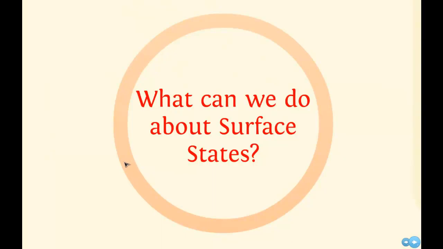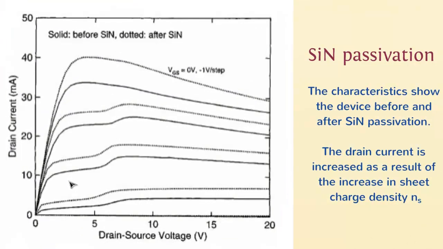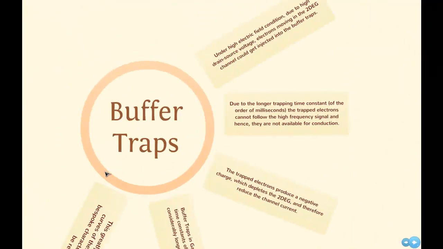So what can we do about surface states? Well, it was found that if you use silicon nitride passivation at the surface of the AlGaN layer, then you basically counteract the deleterious effect of surface states and of electrons being trapped within them. As you can see in this graph, which was not obtained by me, it comes from a research paper, the solid line represents the IV curve before passivation, and the dotted line represents the curve after silicon nitride passivation. And you can see how the current is considerably higher when you passivate the surface of the AlGaN with silicon nitride. So, surface states, we have some means of working with.